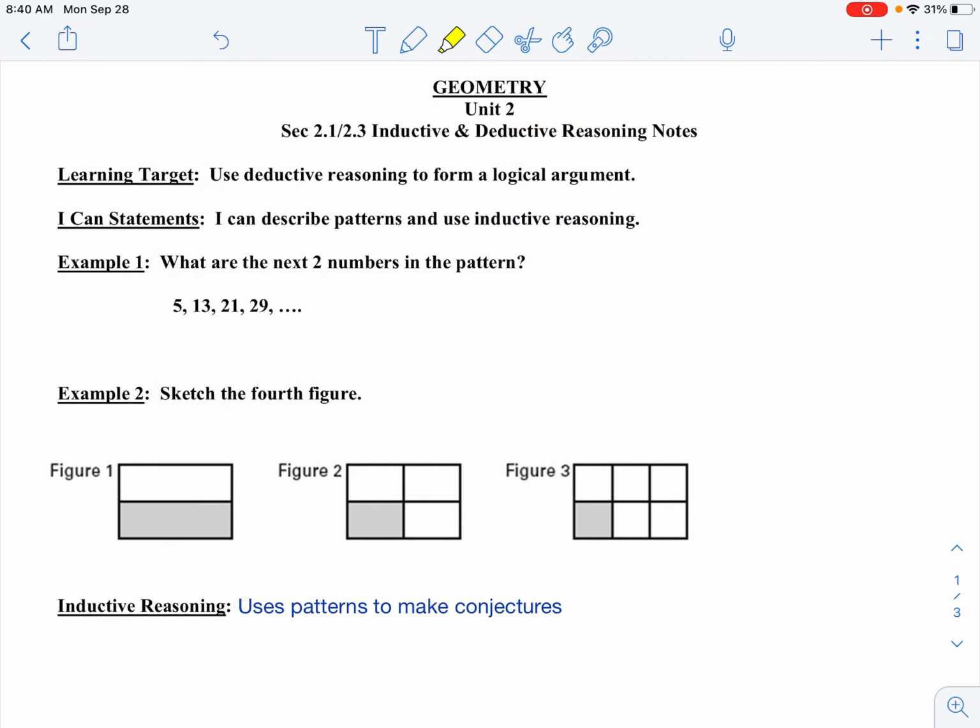So for this unit, we are going to be talking about deductive reasoning to form a logical argument. This is our first unit that talks about proofs. We're going to be really making geometric arguments.